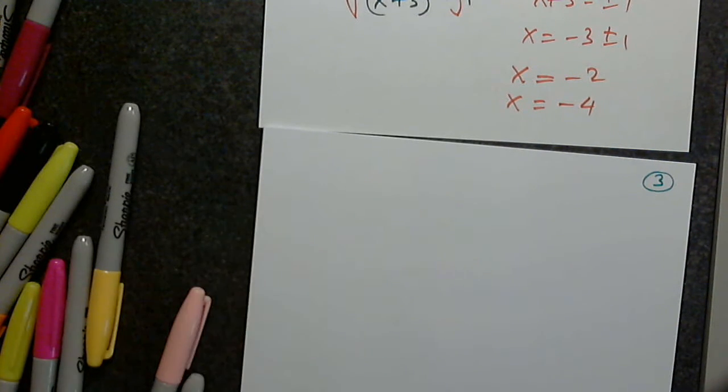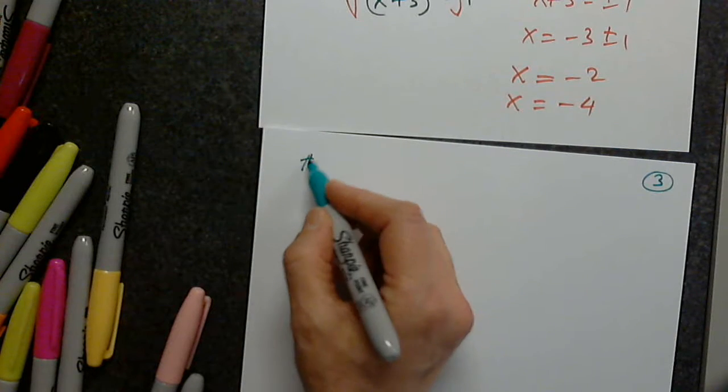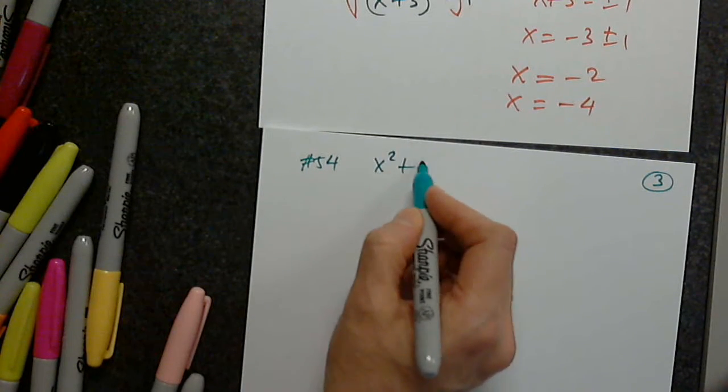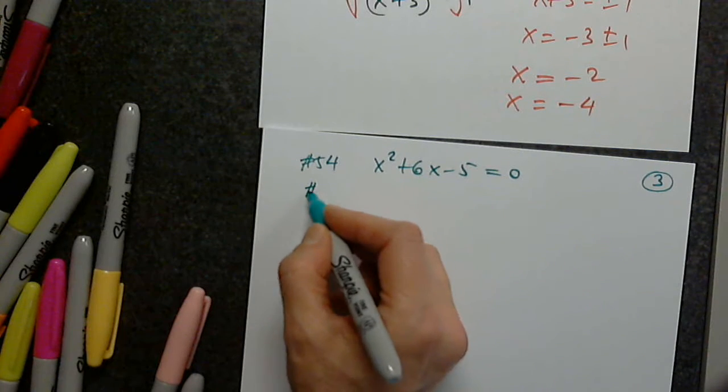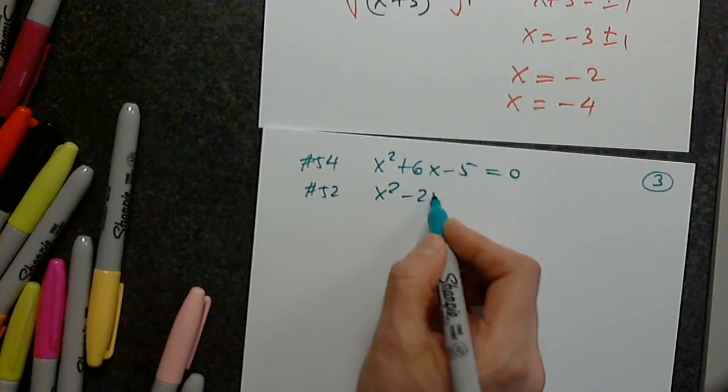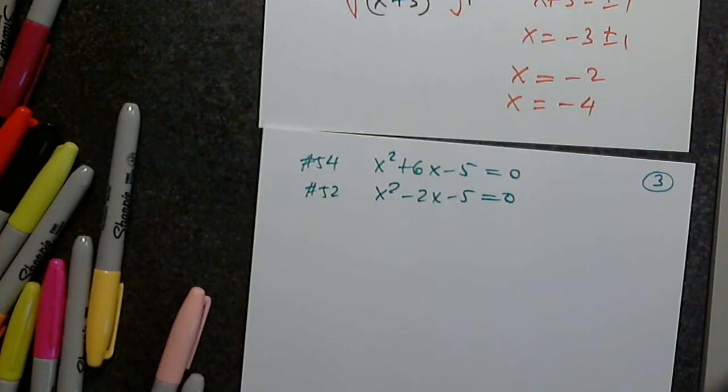Wait, did you finish the one before? Okay. So let's look at 54. So this is x squared plus 6x minus 5 equals 0. Since it has the same 6x, let me change it to 52. So this is x squared minus 2x minus 5 equals 0. Because it will be the same thing.